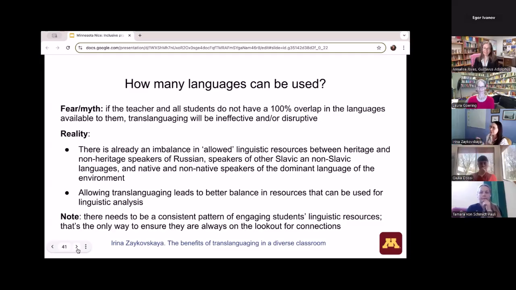compartmentalization of linguistic resources, meaning that they come to the Russian classroom and they can only use Russian or maybe English, as this is the language of the textbook and our environment, and they separate their Spanish-speaking self, their French-speaking self, their German-speaking self from that, or any other languages they're familiar with. Slide, please.